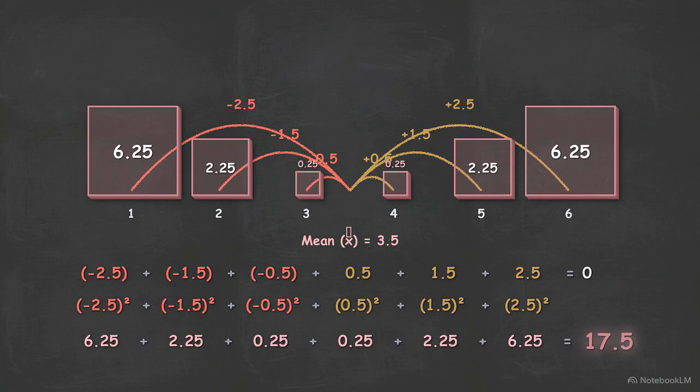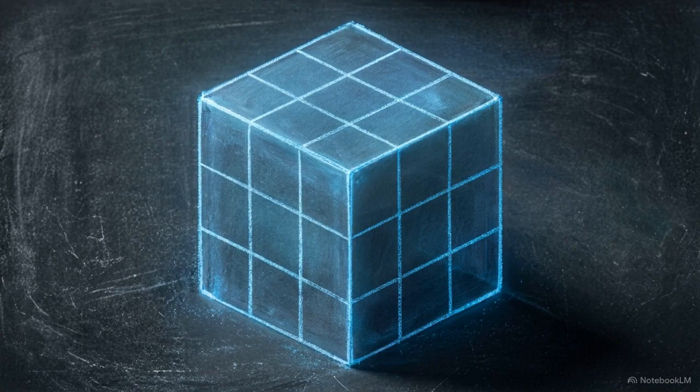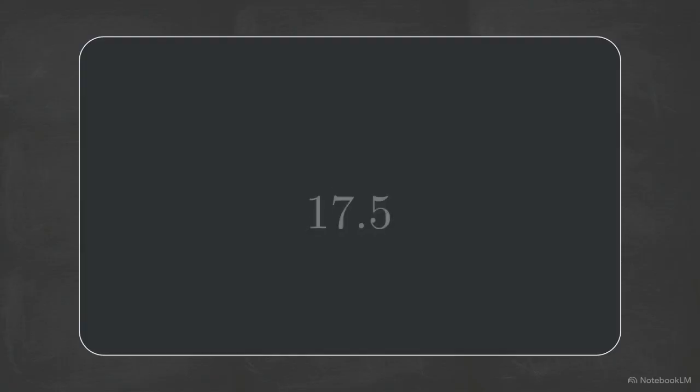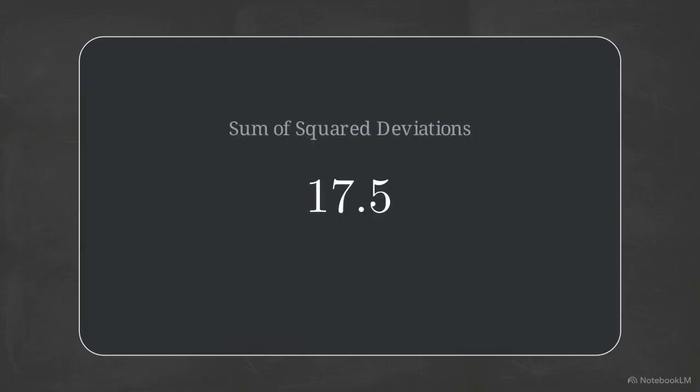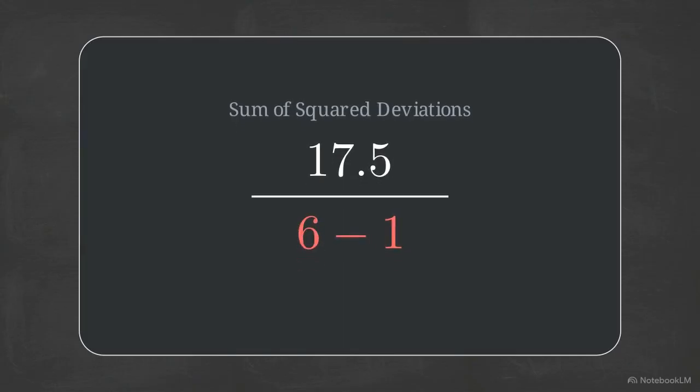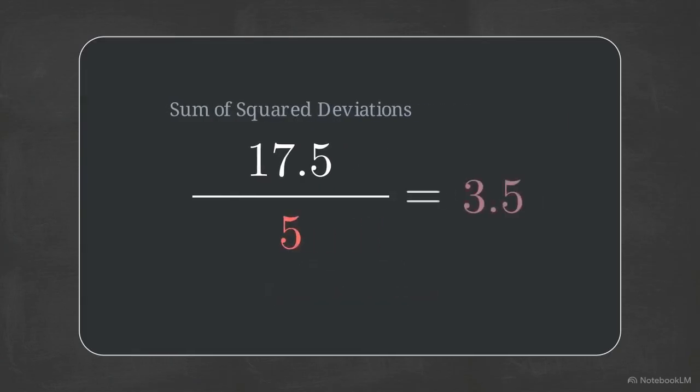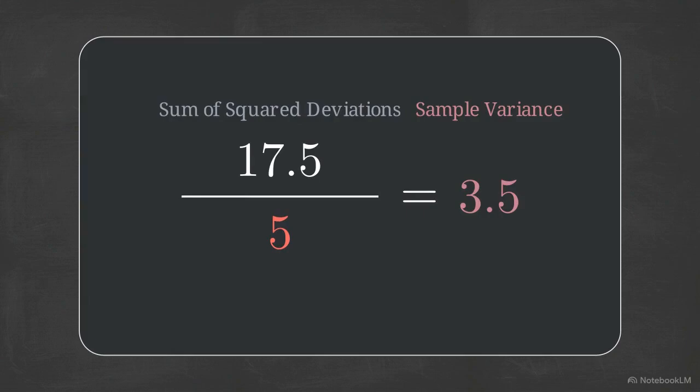To bypass this zero-sum trap, we square every deviation. This forces all negative values to become positive, preventing them from offsetting the results. We then take the average of these squared deviations to find the variance, denoted as s squared. In our die roll example, the sum of these squared deviations totals 17.5. We divide that sum by n-1, a step called Bessel's correction, used to provide an unbiased estimate for samples. This gives us a final variance of 3.5.